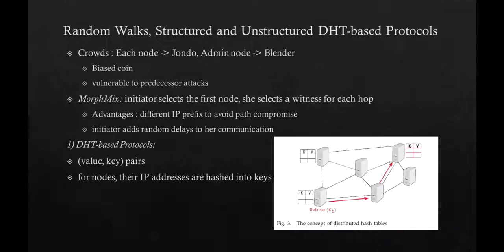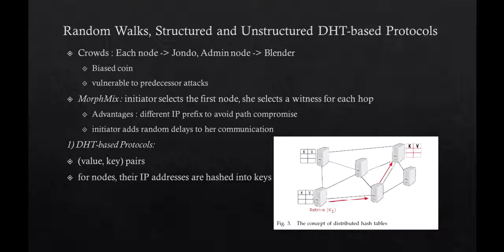Random walks, structured and unstructured DHT-based protocols. First, what is a random walk protocol? If node selection is hop by hop routed and random selection, it's called a random walk protocol. Here we'll be seeing two, that is Crowds and Morph Mix.